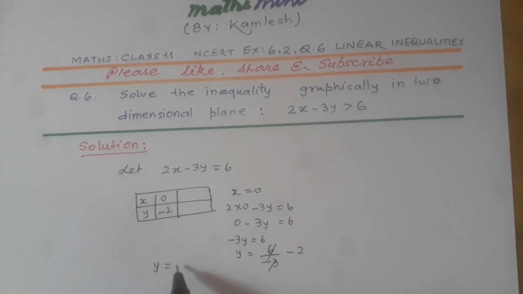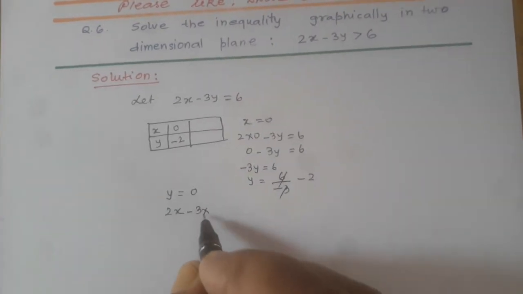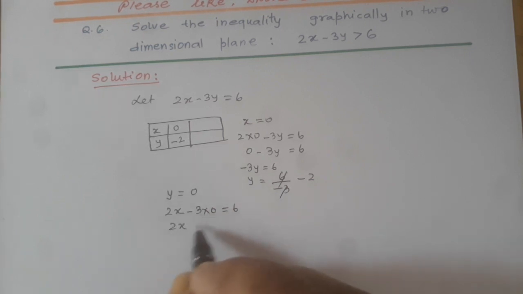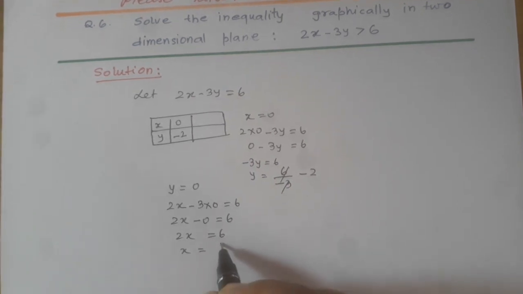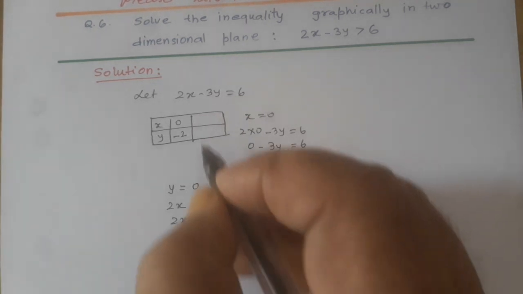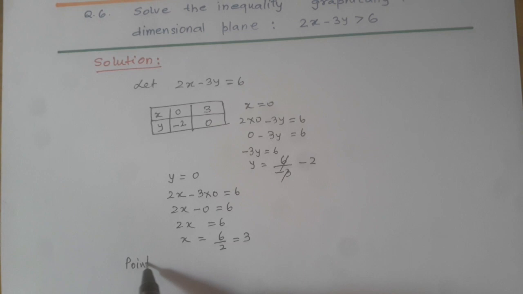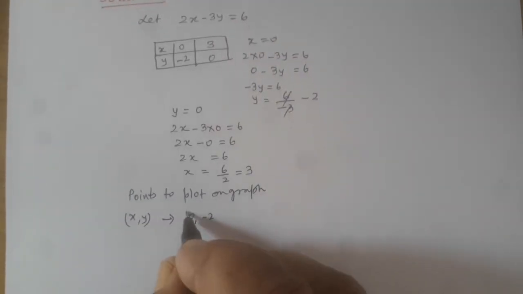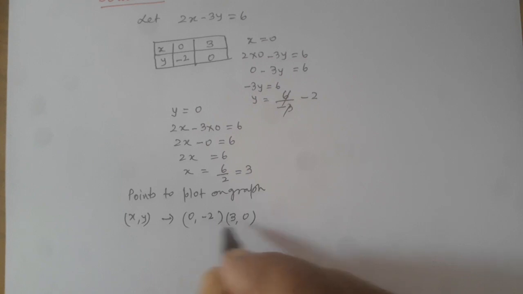Now y equal to 0, then 2x minus 3 into 0 equal to 6. So 2x, this will be 0, will be equal to 6. 2x is equal to 6, so x will be 6 by 2, that is 3. So y is equal to 0, x is equal to 3. So points to plot on graph: x, y will be (0, minus 2) and (3, 0). This will be x, this will be y.